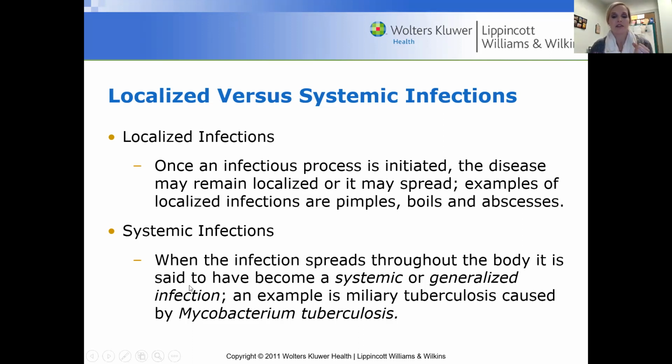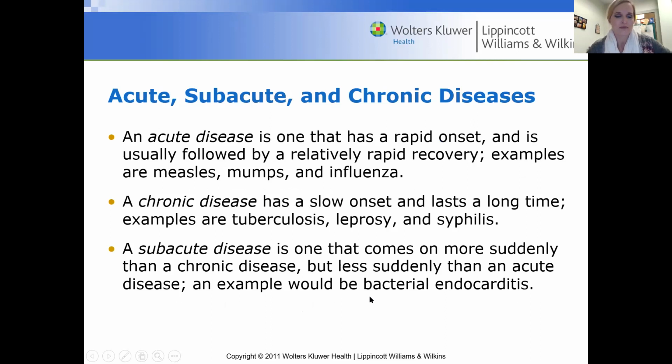Whereas systemic infections, these are going to be more severe, as we've seen that term systemic before. When an infection then spreads throughout the body, it is then called systemic. Okay, so systemic, like miliary tuberculosis, that particular infection is going to be something that spreads throughout the body. It is definitely going to be much more severe.